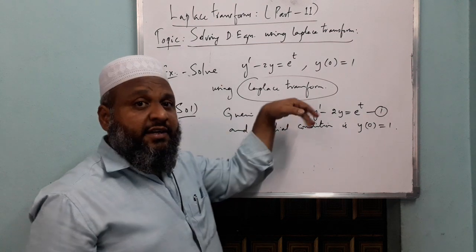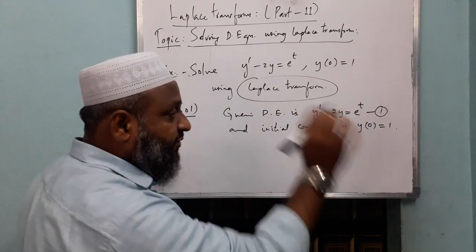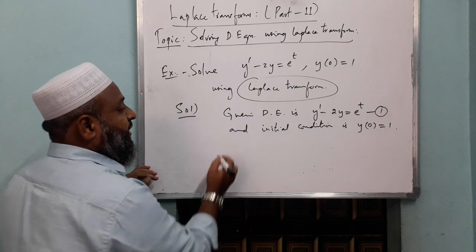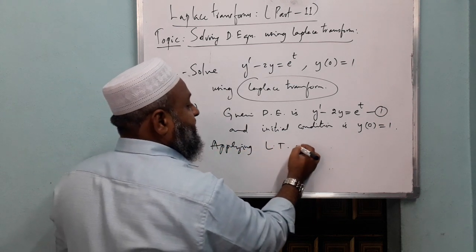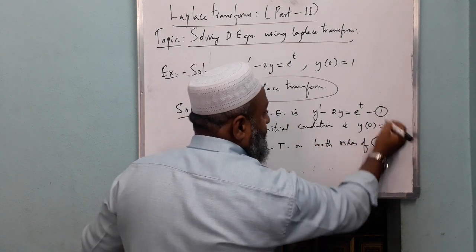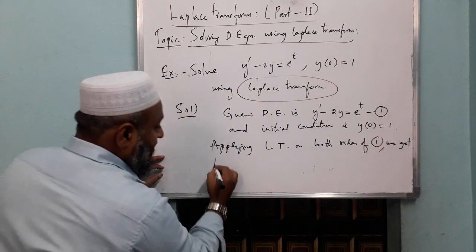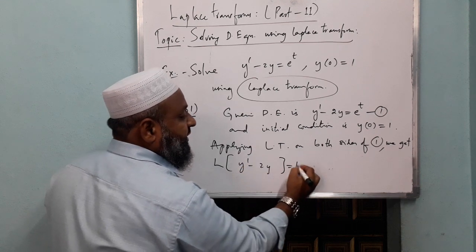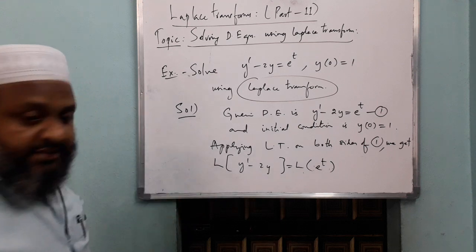Now after this one, I will tell you how to apply it in the case of third order also. I will give at least the outline of that. For the beginning steps, I will write it very clearly. You see now. Applying Laplace transform on both sides of number 1, we get L of the complete left hand side, y dash minus 2y, is L of, on the right hand side, e power t. You can take the screenshot if you want.